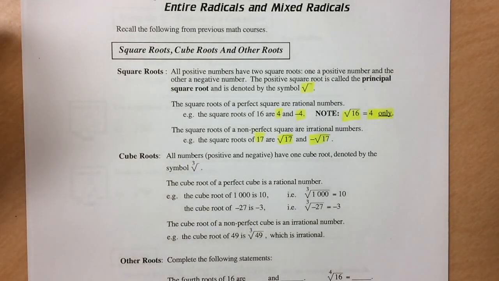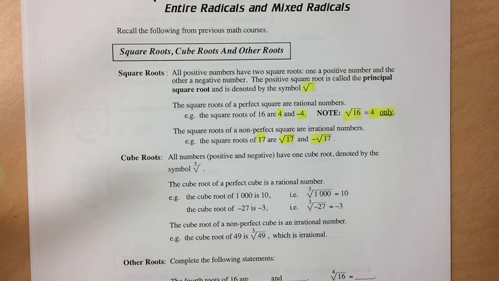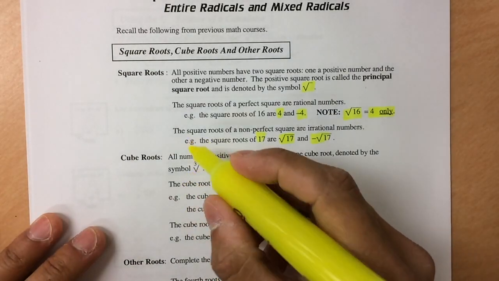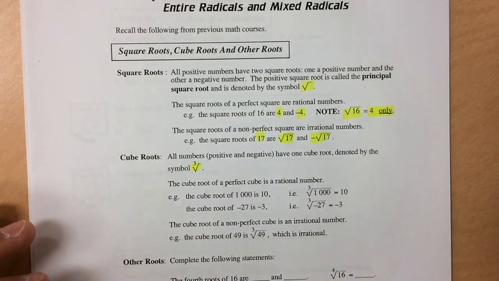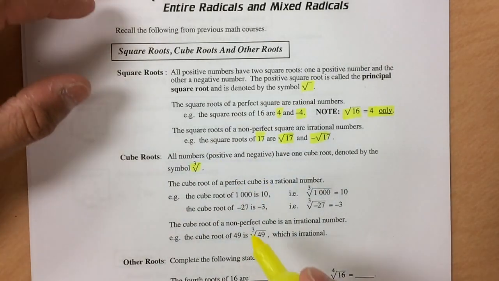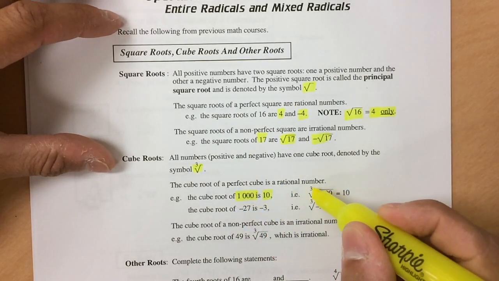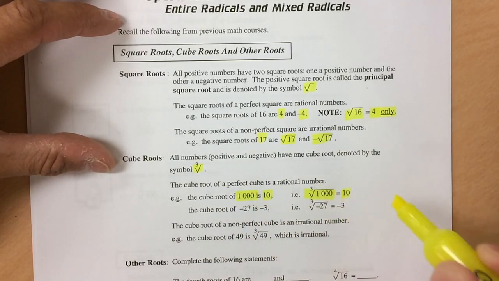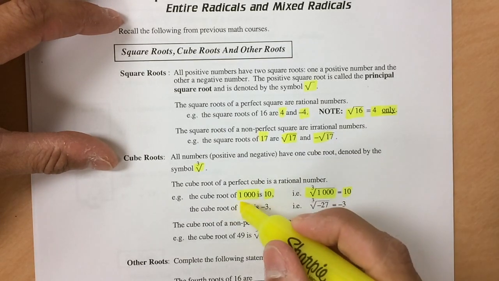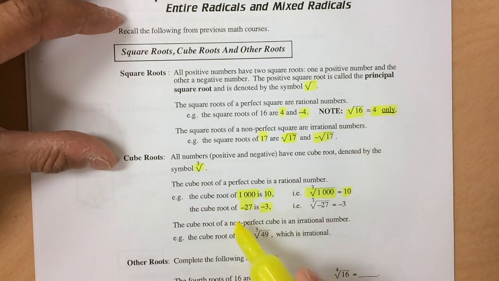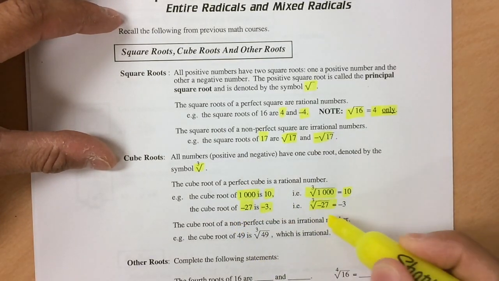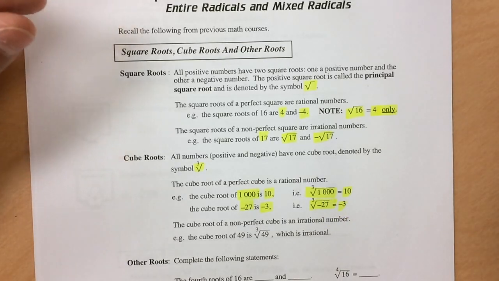Now we have cube roots. All numbers, positive and negative, have one cube root, denoted by the cube root symbol. So the cube root of a perfect cube is a rational number. For example, the cube root of 1,000 is 10, and it would look like this: cube root of 1,000, and that's equal to 10. The cube root of negative 27 is negative 3. This is a perfect cube, and the cube root of negative 27 would be negative 3.